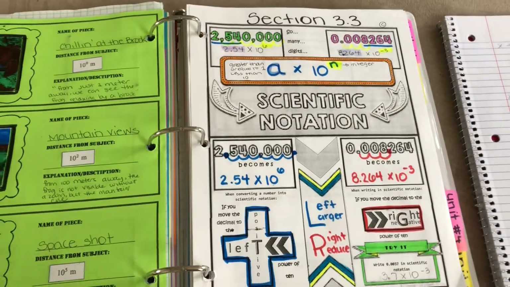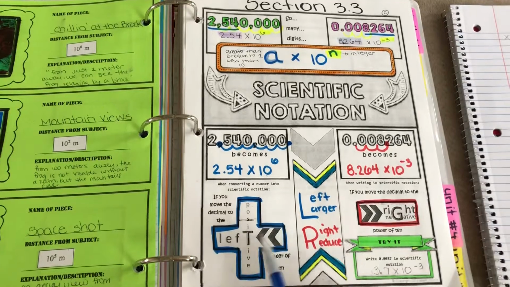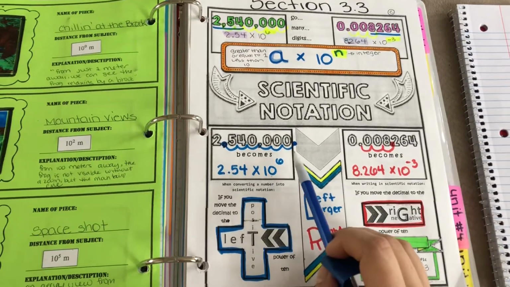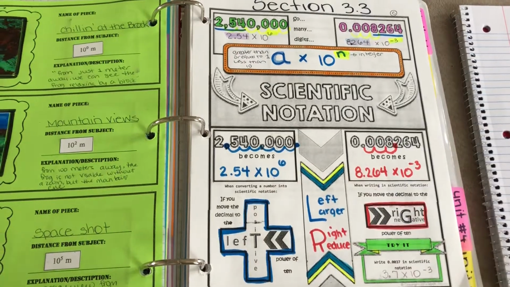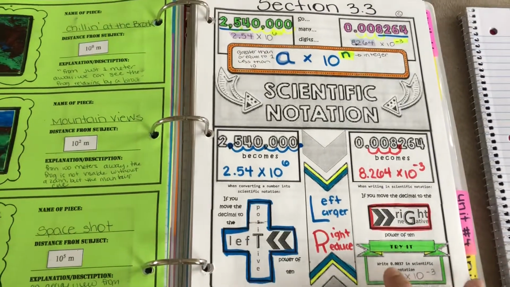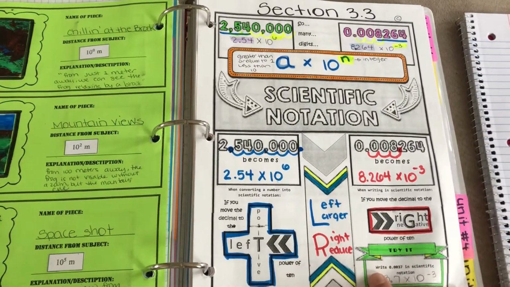So we had to remember all these little things, like down here. If we move the decimal left, our exponent becomes larger. If we move it right, our exponent is reduced. So all these little things we're going to have to remember when we solve these equations.